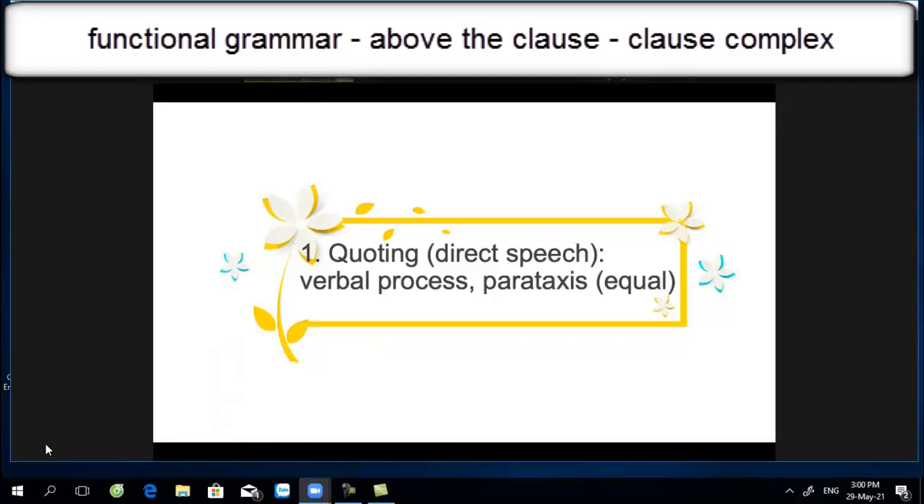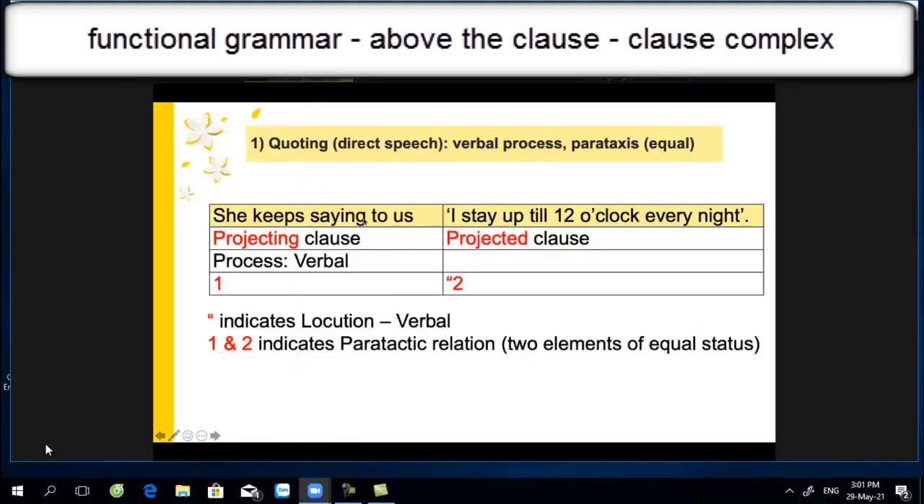Now let's come to the first one, quoting, direct speech, câu trực tiếp. As I have told you before, this one is a parataxis relationship, đẳng lập, and this is a verbal process. For example, I have this sentence. She keeps saying to us, I stay up till 12 o'clock every night. So, I use 1 and 2 for these 2 clauses because they are independent, right? And I use the double quotation mark here, phẩy phẩy, to refer to the verbal process because we have the verb saying. So this is a verbal process. I use double quotation mark.